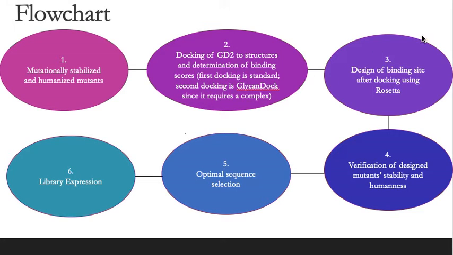Then I'll do the design of binding sites, hopefully using the new protocol. I'm really hopeful that it might work. Then, once the new mutations are generated using the Rosetta and design of ligand binding sites protocol, we will verify that those mutations don't compromise the already established stability and humanness. Hopefully they won't. And then from those, the optimal sequences will be selected, and then library expression, which I hope to learn more about, but I currently am not knowledgeable of at all.